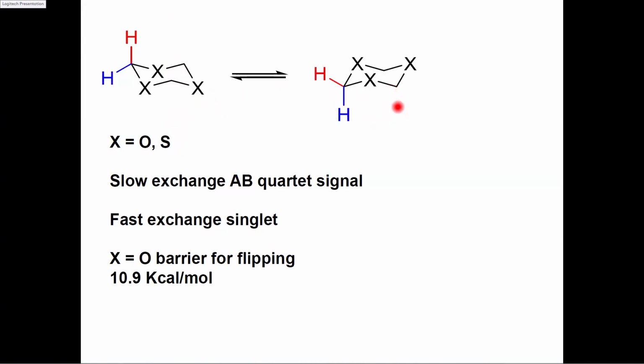That makes the CH hydrogens in this position equivalent to the CH hydrogens in this position. Under slow exchange conditions, remember the axial hydrogen and the equatorial hydrogens are chemically non-equivalent in nature. So they will couple with each other. A will spin couple with B to give a doublet. B will spin couple with A to give another doublet. So you see what is known as the AB quartet. Under very fast exchange, there is no distinction between axial and equatorial hydrogen. So fast exchange will give a singlet for both the hydrogens of the molecule. Activation barrier has been calculated to be about 10.9 kilocalories per mole in this particular case.